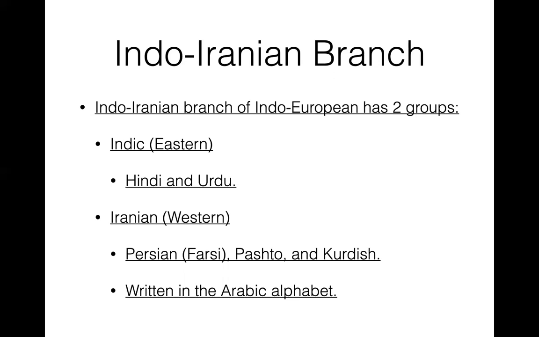And then there's Iranian, which includes Persian, Pashto, and Kurdish. What's really interesting about these is that they are actually Indo-European languages, but they use the Arabic alphabet, which is not normally used for Indo-European languages. We'll talk about what that is used for later. But it's kind of interesting that they kept their language, but they adopted a writing system from another group of people.